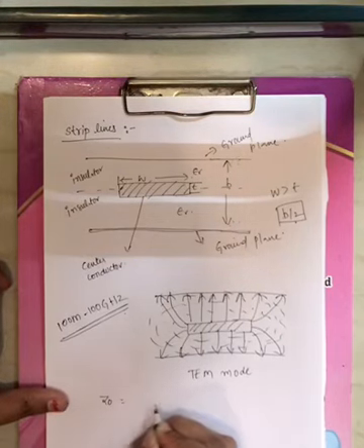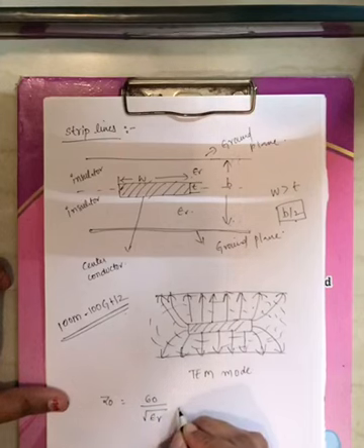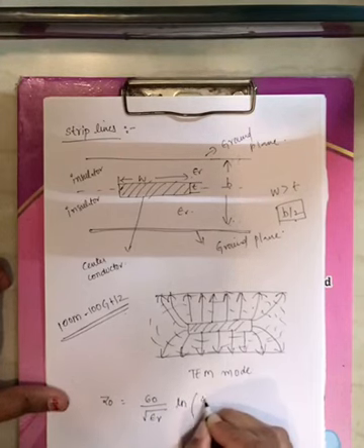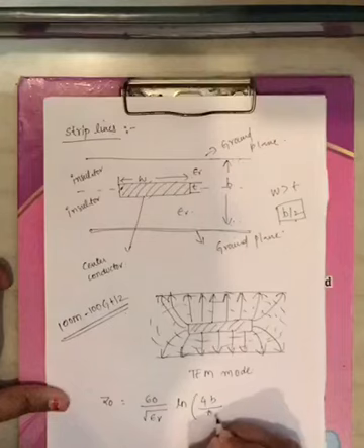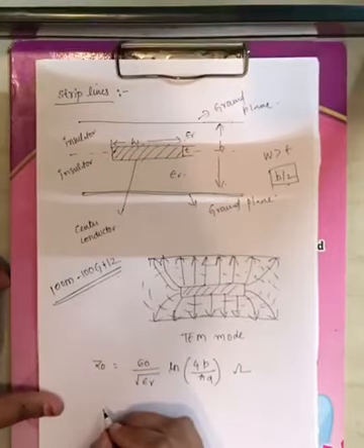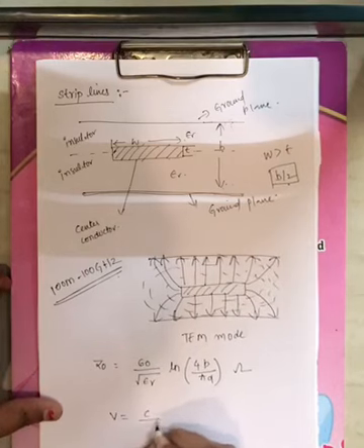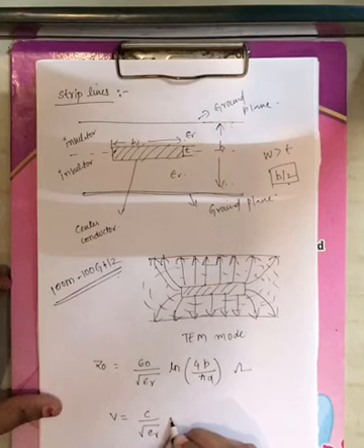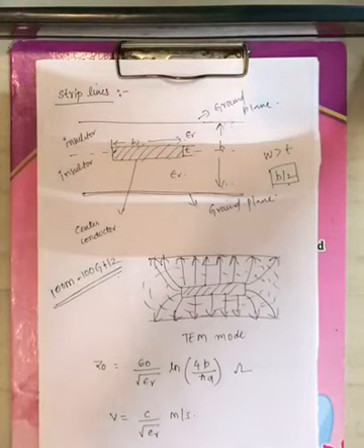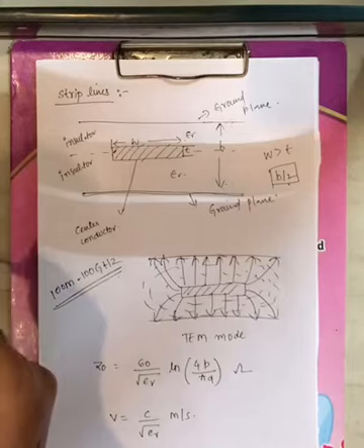The characteristic impedance of the strip line is given by 60 by under root of epsilon r, ln of 4b by pi d, ohms. This is the characteristic impedance. Just remember the formulas, right? And the velocity of propagation is given by the same formula, c by under root of epsilon r meters per second. This is about strip lines.